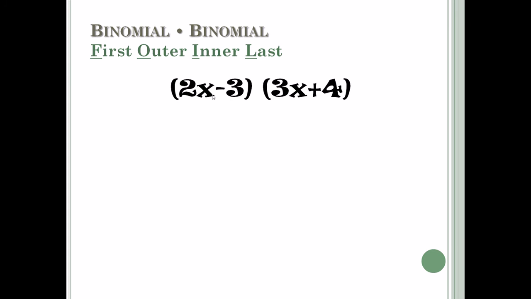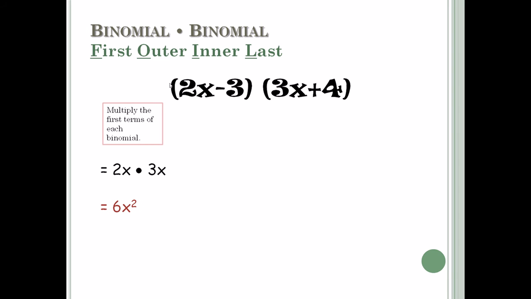So here's a binomial, so 2 terms times 2 terms. So the first thing you do is you multiply the first terms of each binomial. So in this binomial, 2x is first. And in the second binomial, the 3x is the first term. So we do 2x times 3x, which is 6x squared. All right, so that's what it means to do first.